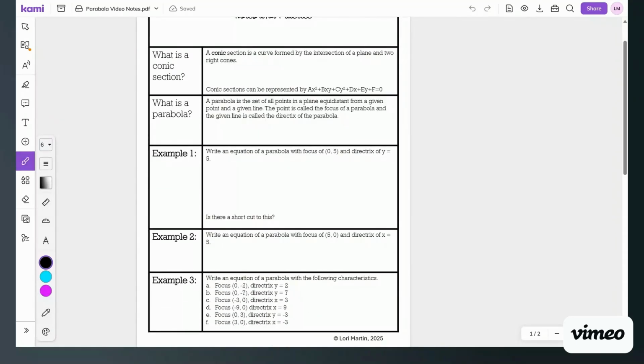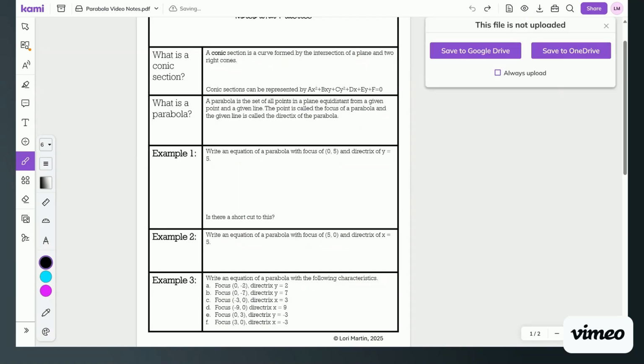Well, a conic section is a curve that's formed by the intersection of a plane and two right cones. So think about two right cones sitting on top of each other, and then like a piece of paper running through them.